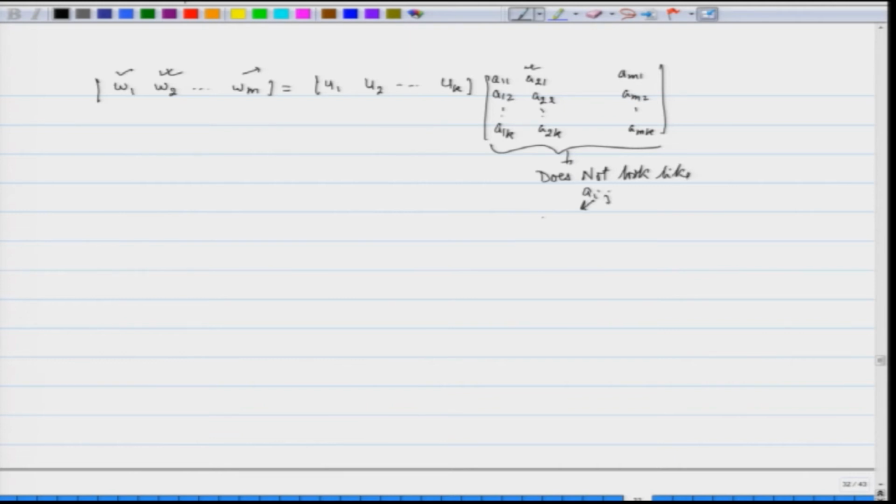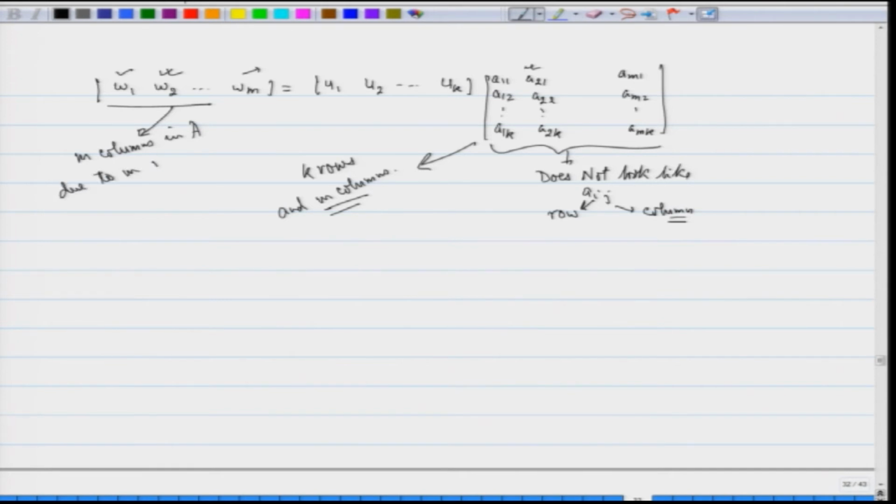This does not look like aij with i for the row and j for the column. Somehow it has got reversed. All right. Fine. So, even though it has got reversed, what we see is that there are how many rows? First row, second row till kth row. So, there are k rows in this matrix, k rows and m columns. Column number 1, column number 2, till column number m, and the columns are coming from here. M columns in A due to m vectors in T, and k rows in A due to k vectors in S. Is that okay?